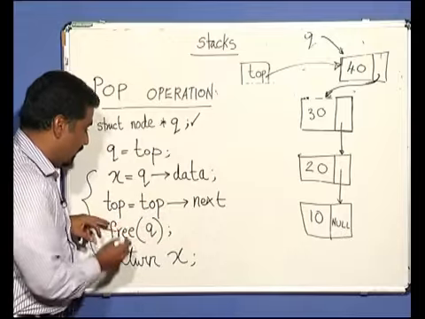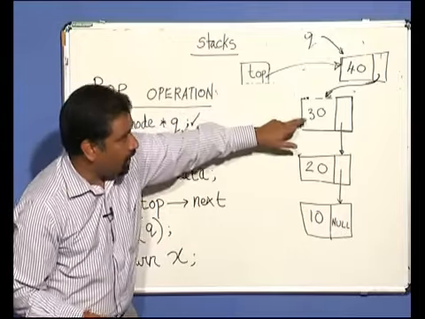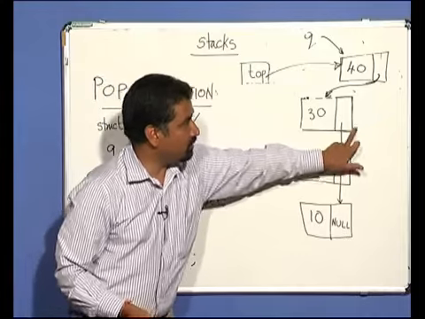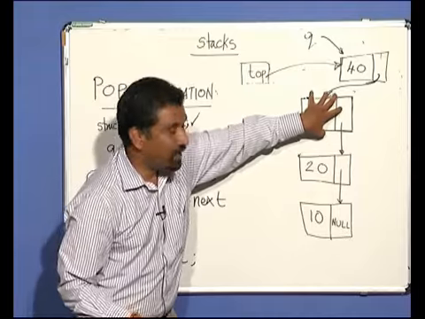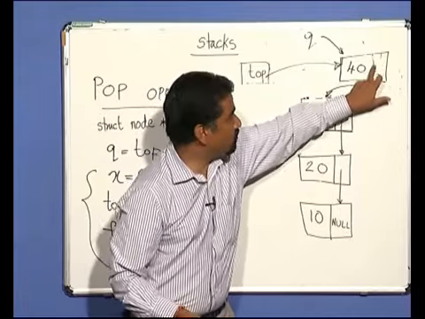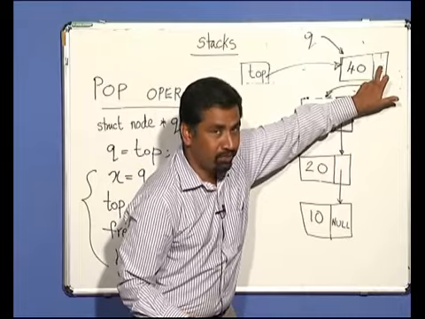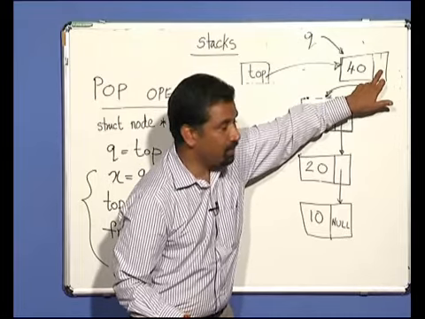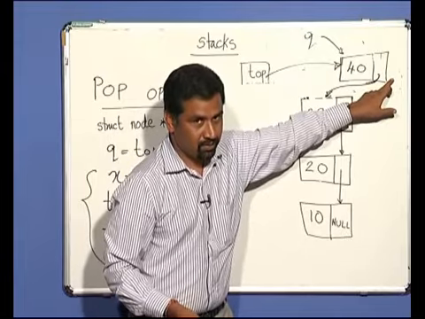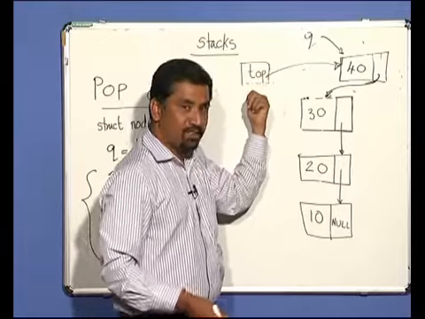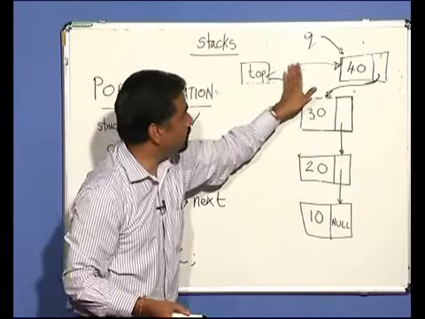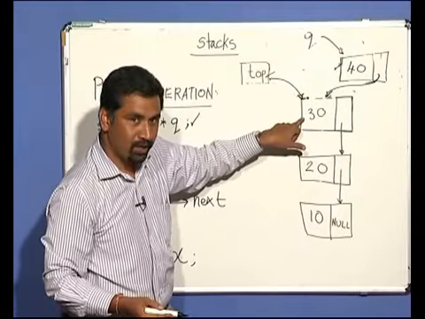Then what? I need to make top point to this node. For that I need to have the address of this node. But where do I have the address of this node? That is here, in this small box. And how do you refer to this small box? It is nothing but either top cap next or Q cap next. So that should be made as the new top, so that instead of this, top will point to this.